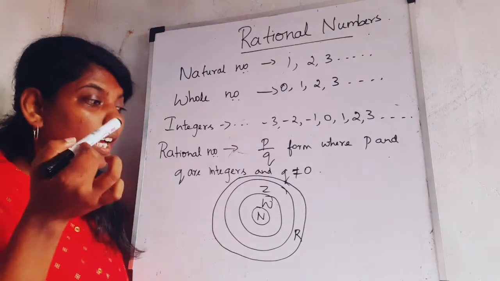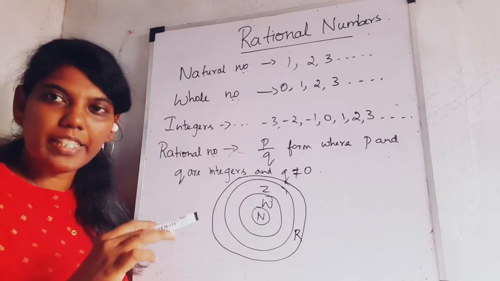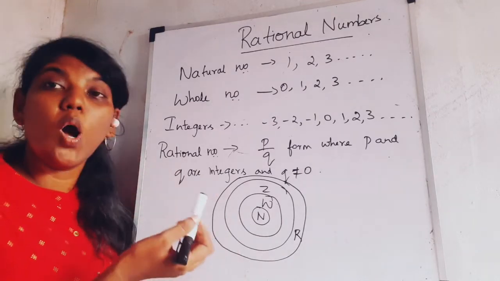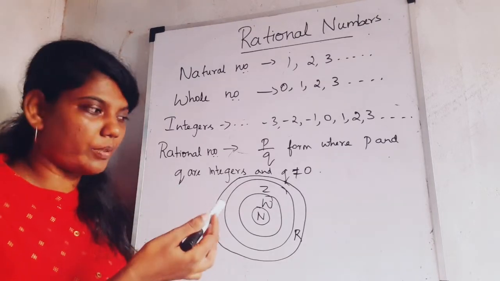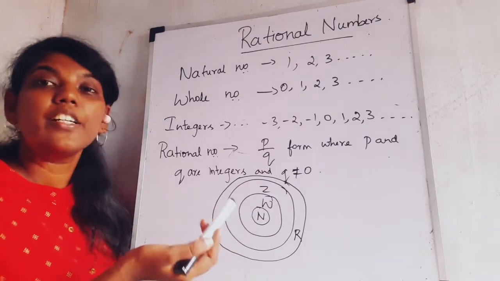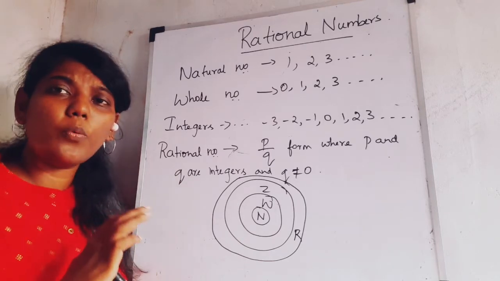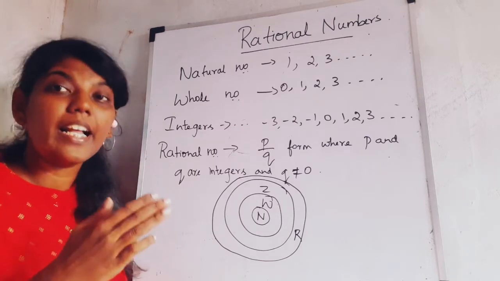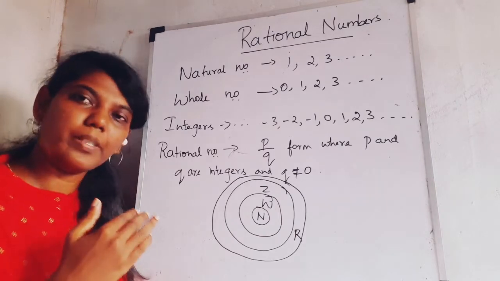Now, as we already studied these things with circles, the smallest one is the natural numbers. Next to the natural numbers you have the whole number category, and next to that the integers, and next to that the rational numbers, and this circle gets extended. So now we are in the rational numbers. The same way we studied the properties of whole numbers and integers, we are going to study the properties of rational numbers also.